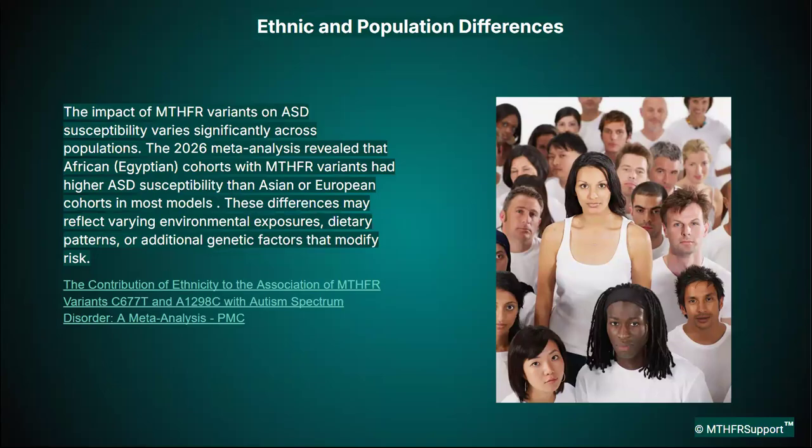Ethnic and population differences. The impact of MTHFR variants on ASD susceptibility varies significantly across populations. The 2026 meta-analysis revealed that African Egyptian cohorts with MTHFR variants had higher ASD susceptibility than Asian or European cohorts in most models. These differences may reflect variant environmental exposures, dietary patterns, or additional genetic factors that modify risk.